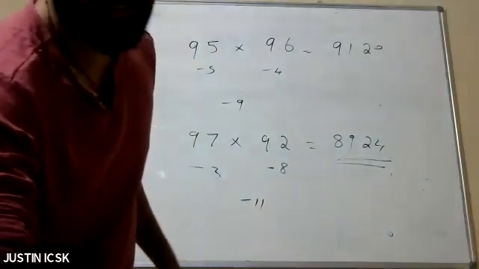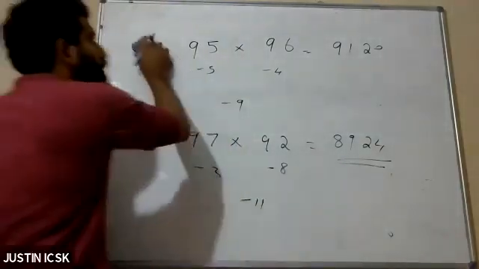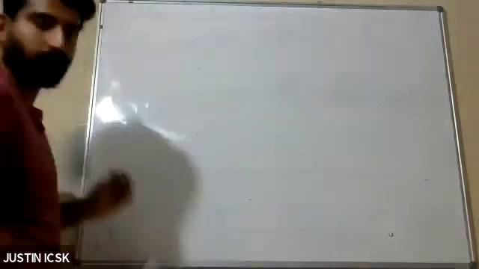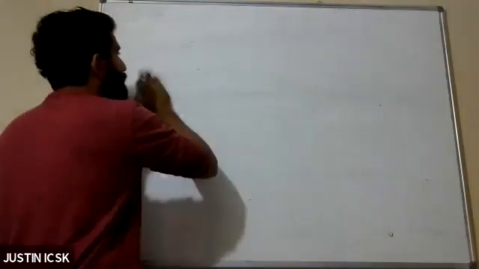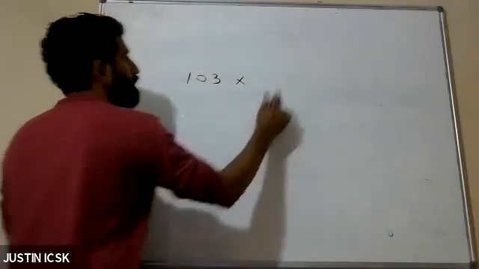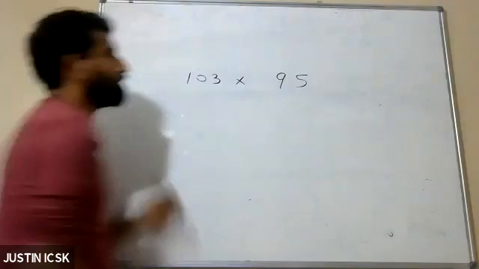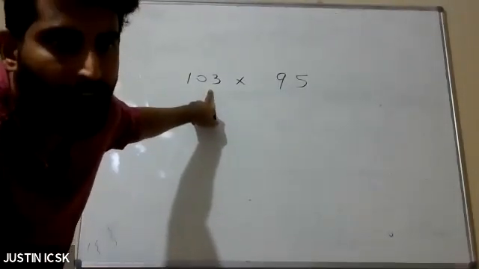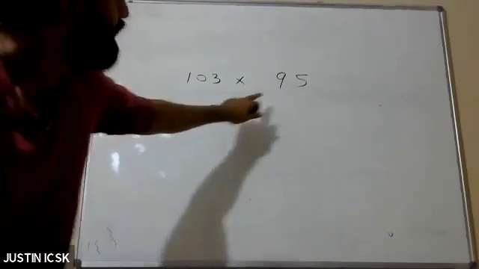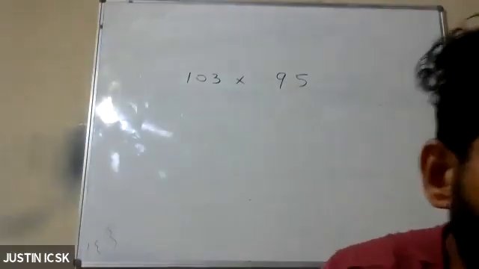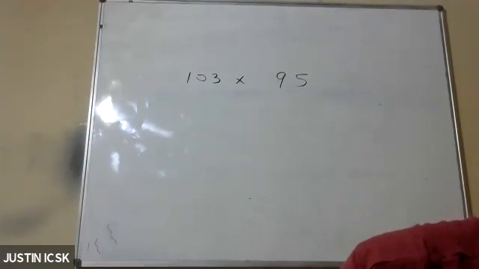Okay. Now what we are going to do is, one number is above 100 and another number is below 100.